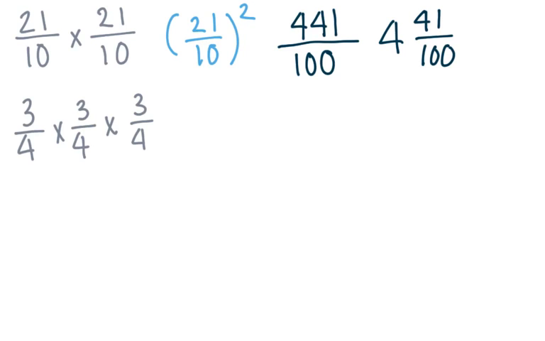And our next example is 3/4 times 3/4 times 3/4. So in exponential form, don't forget the parentheses. So 3/4 is being multiplied 3 times, so that is to the power of 3. And then in standard form, that is 27/64.